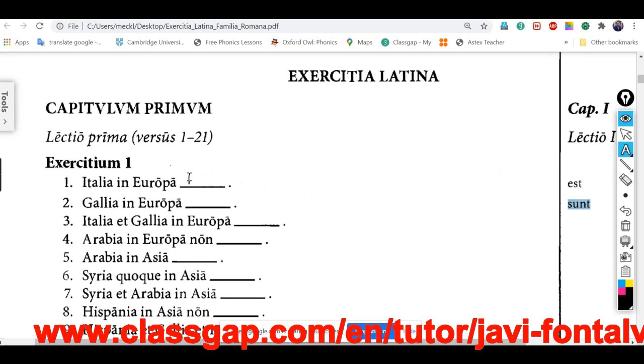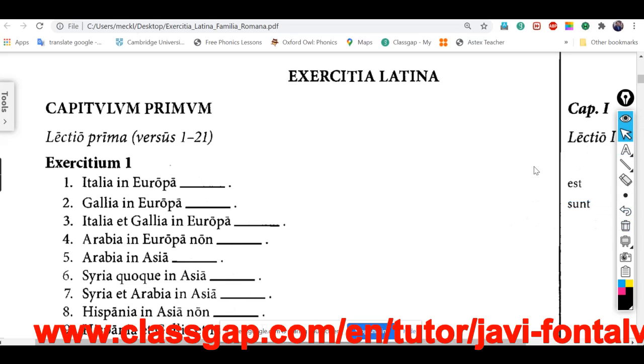So Italia... Lily, for you. Est. Number two, Martina. También est. Number three, Lily. Sunt. Number four, Martina. Est. Arabia in Europa non est. Five, Lily. Est. Easier. Syria, Arabia, in Asia. Sunt. Hispania in Asia non. Est. I cannot see this one.